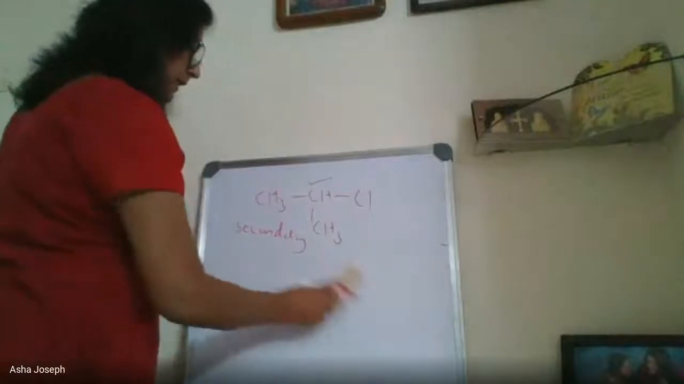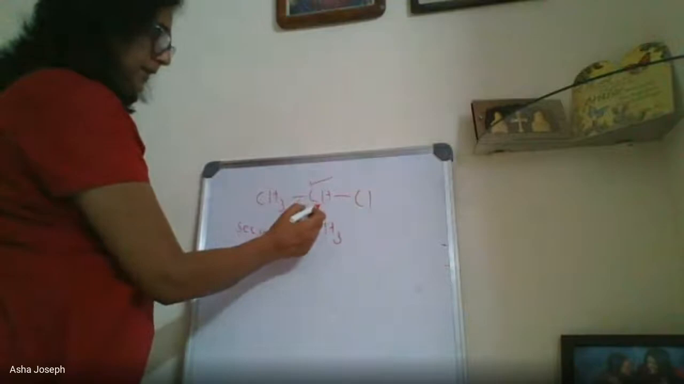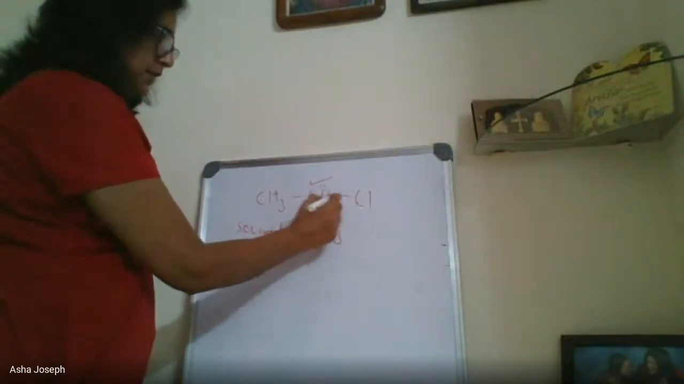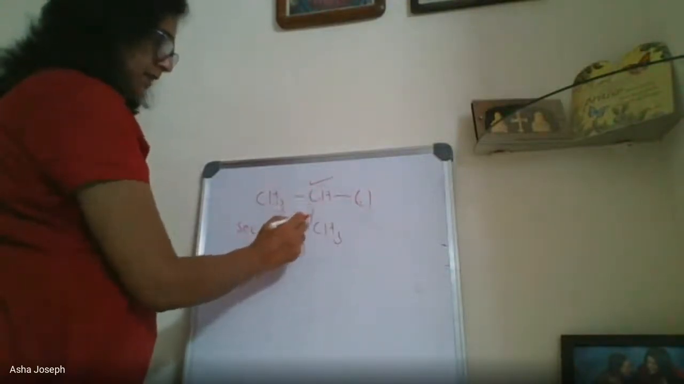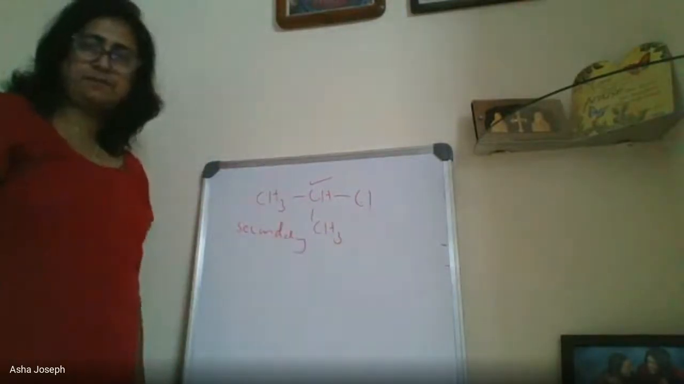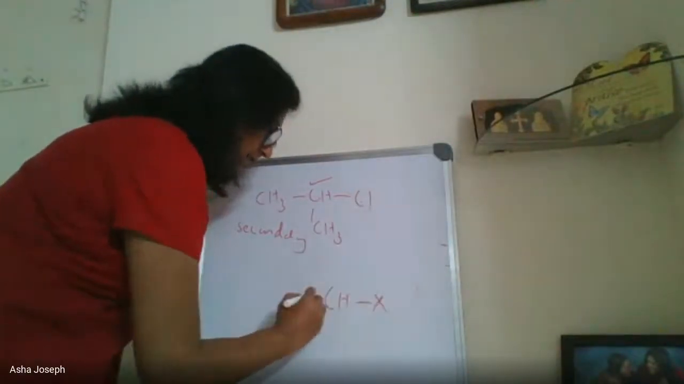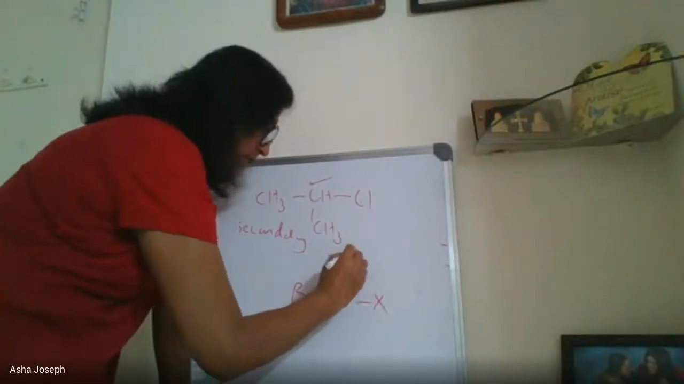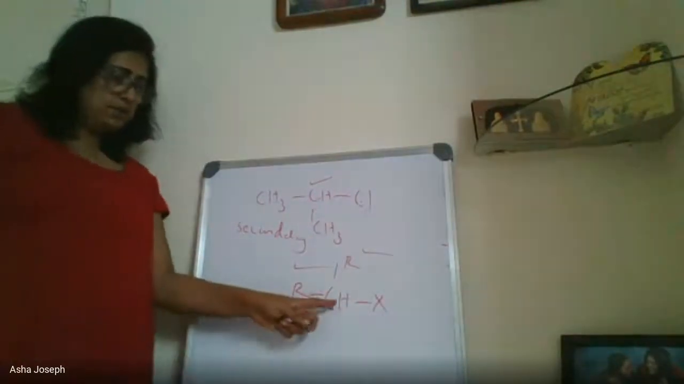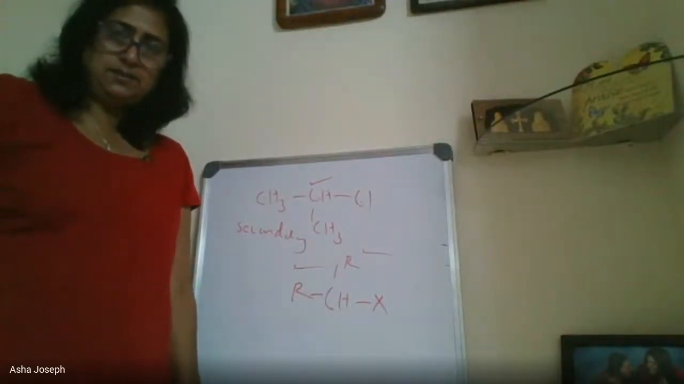Ma'am, once more, can you repeat? Secondary. Okay, this is an example of secondary. So how do I know it is secondary? Because this is the carbon connected to the halogen, isn't it? That is connected to how many alkyl groups? 1, 2. Two alkyl groups are there. And generally we can say CH, X is the halogen, R. So two alkyl groups are connected to the carbon which is connected to the halogen. It is secondary. Understood?